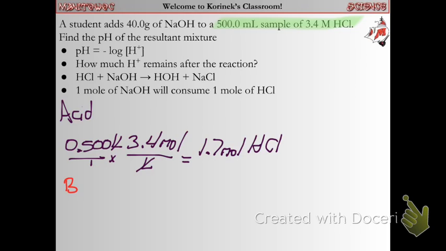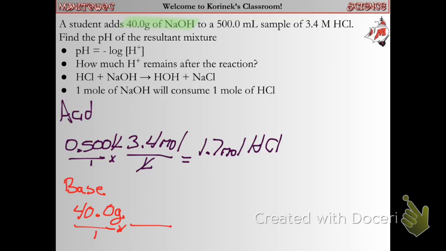So for my base, I'm not given a volume. I'm going to go ahead and erase this. For the base, I'm not given a volume. I'm just given a mass. Interesting. Well, let's start with that number, 40.0 grams of the sodium hydroxide. And again, my goal is to get that into moles.